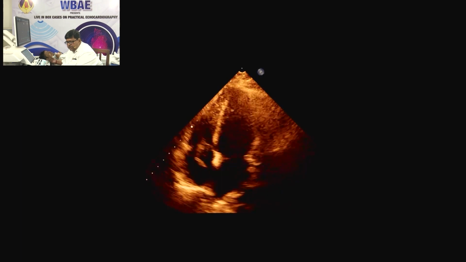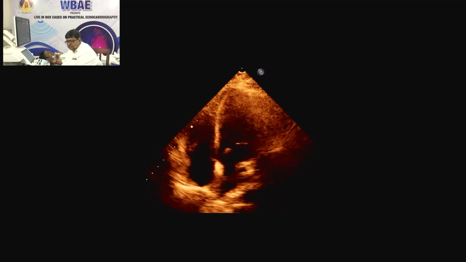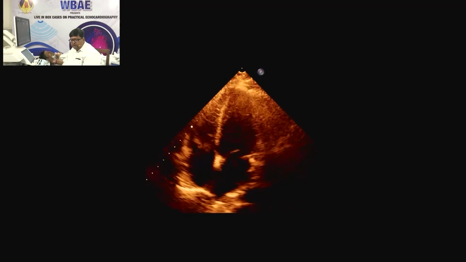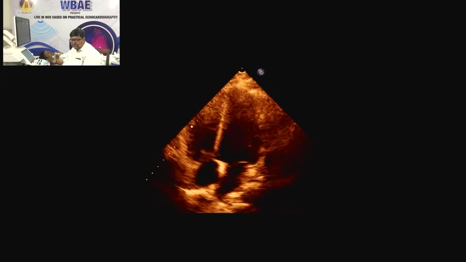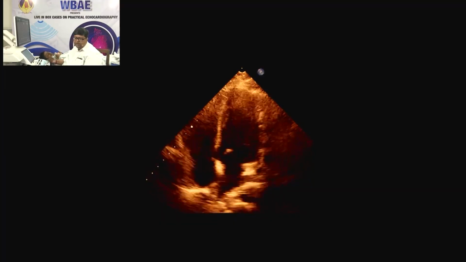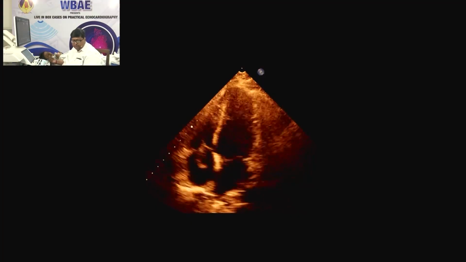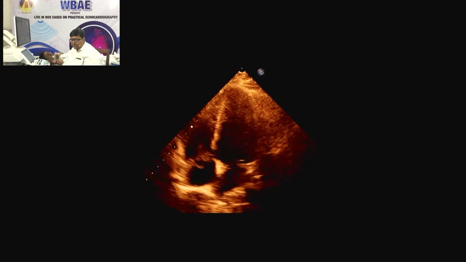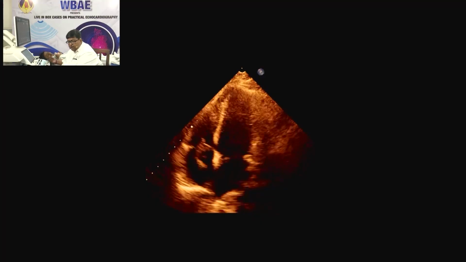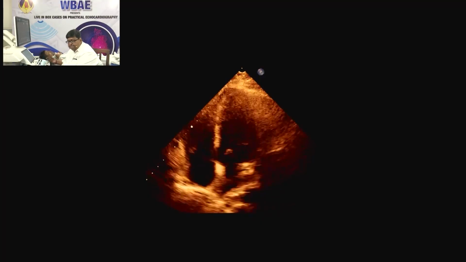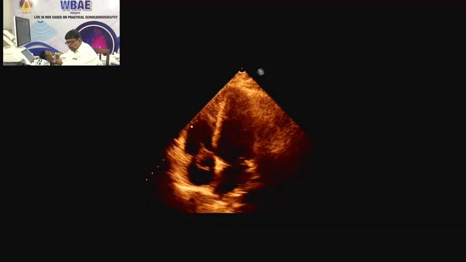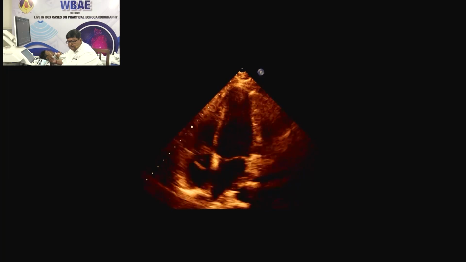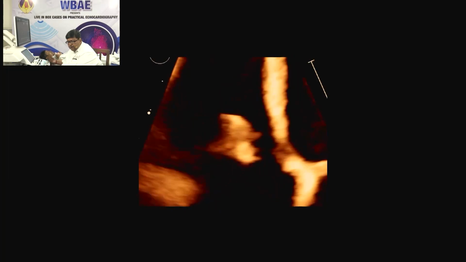I'll show another case, just a clip of it. This is a case of tricuspid valve vegetation. As I told before, this vegetation is attached to the tricuspid leaflet on the atrial aspect of it. And this is a filamentous vegetation. This is in a 22-year-old male patient with history of IV drug abuse. And this is the same patient.